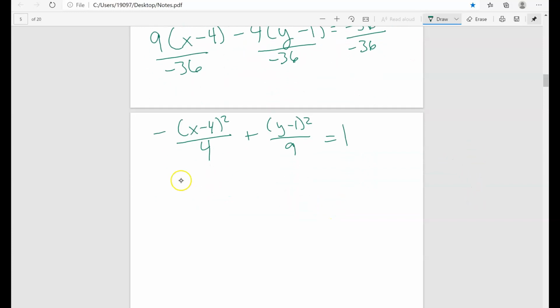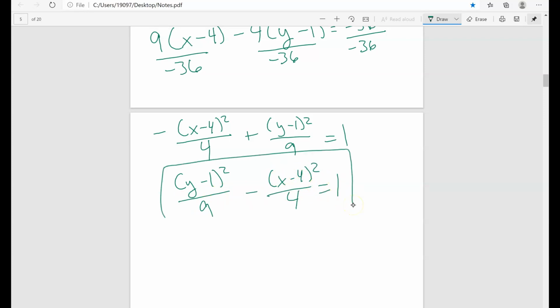And to make it a little better, you can just write it as y minus 1 squared over 9 minus x minus 4 squared over 4 equals 1. And you can see that this guy is just a hyperbola. So sometimes you might have to complete the square to be able to find it and make it in the form that you want it.